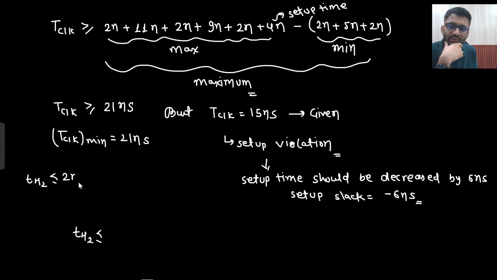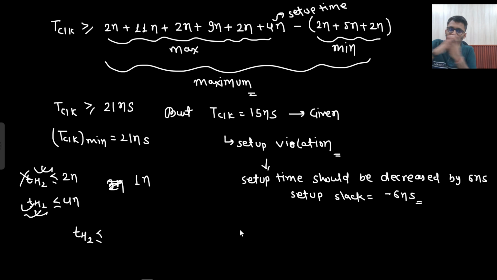TH2 should be less than 2 nanosecond and TH2 should be less than 4 nanosecond. If I take TH2 equal to 3 nanosecond, this one is happy, but this one is not happy. If I take TH2 equal to 1 nanosecond, then both are happy. So I should be less than the minimum possible value. So I will take the minimum possible values here.